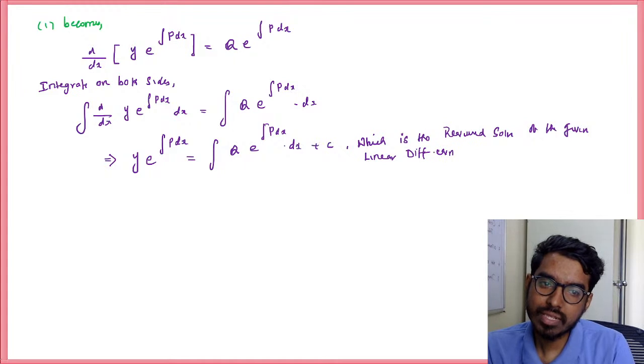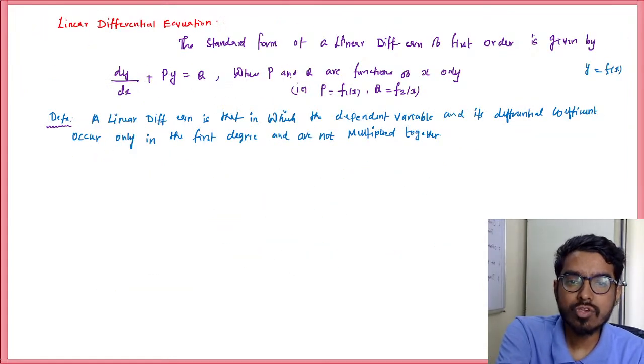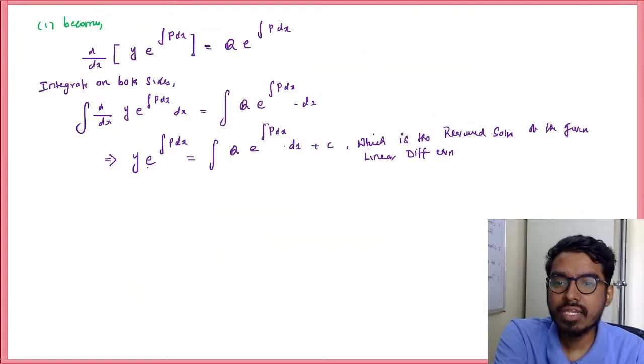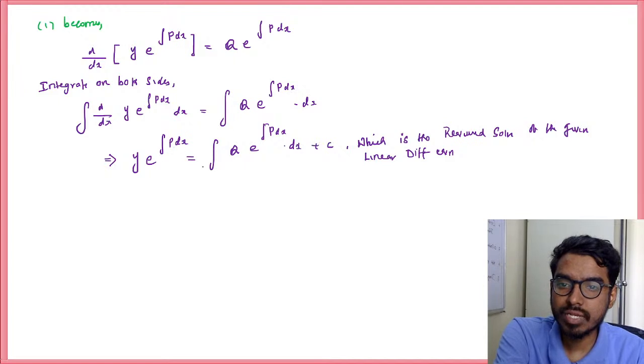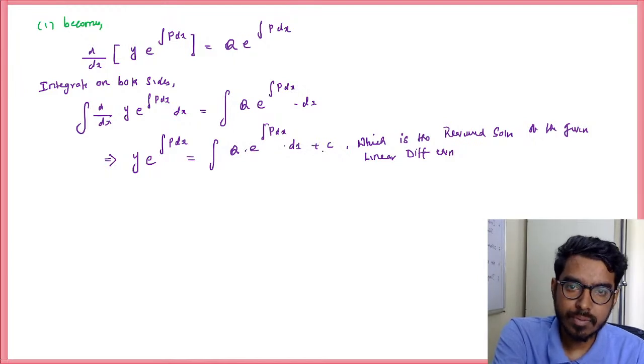So whenever you see an equation of the form dy by dx plus py is equal to q, where p and q are functions of x only, then this equation is called a linear differential equation. The solution is given by y into e power integration of p dx is equal to q into e power integration of p dx into dx plus c, right?